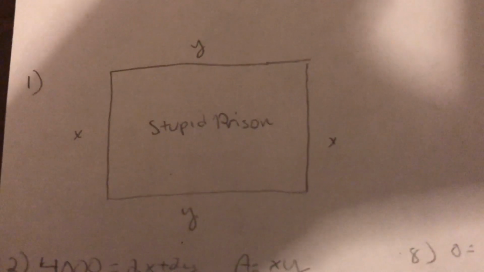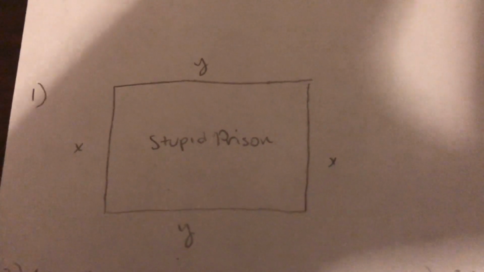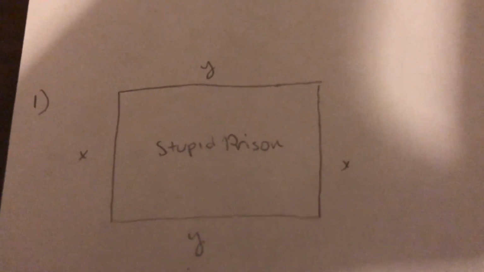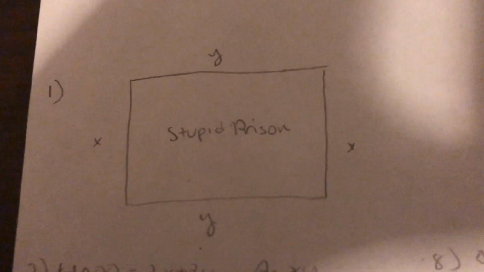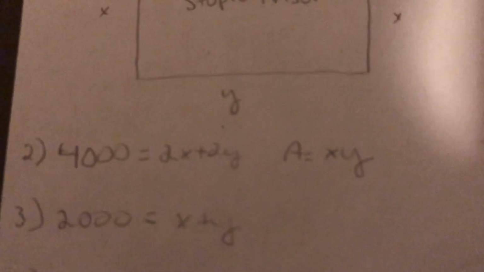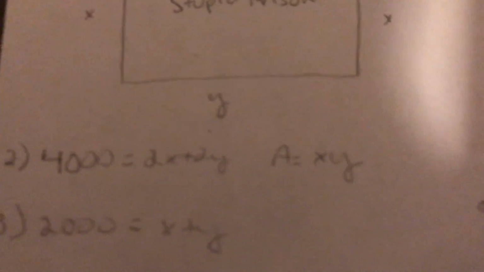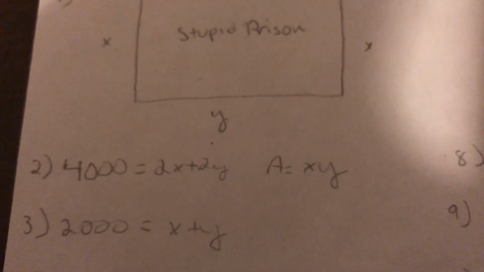Alright, so as you can see, I drew a picture for this problem. That's the stupid prison Officer Clifton locked me up into for no reason. So I labeled each side, just how you'd label another normal rectangle, 2 x's and 2 y's on opposite sides. And then you write an equation for the perimeter, because it's given that the perimeter would be 4,000 feet of fencing. So what we have here is 4,000 is equal to 2x plus 2y, which is the perimeter.